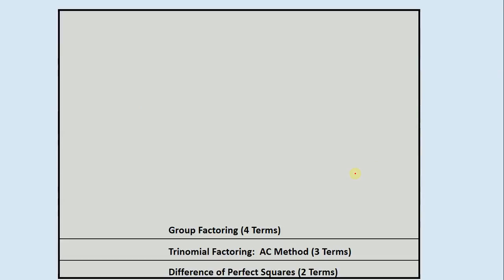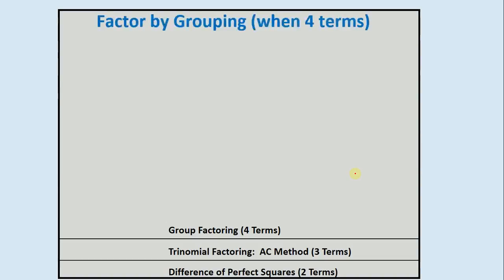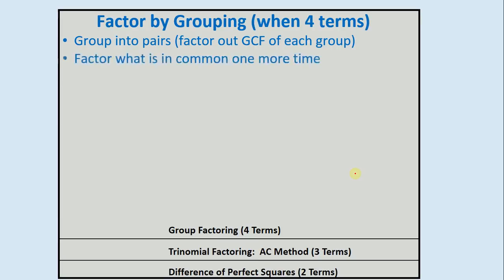Now, the next kind of factoring that you'll probably most likely attack is called group factoring, or factor by grouping. This is when you have 4 terms or 4 pieces to an expression. What you're going to do is group them into pairs, and then factor out the GCF of each group. Then you're going to factor what is in common one more time. And I'll show you what that looks like.